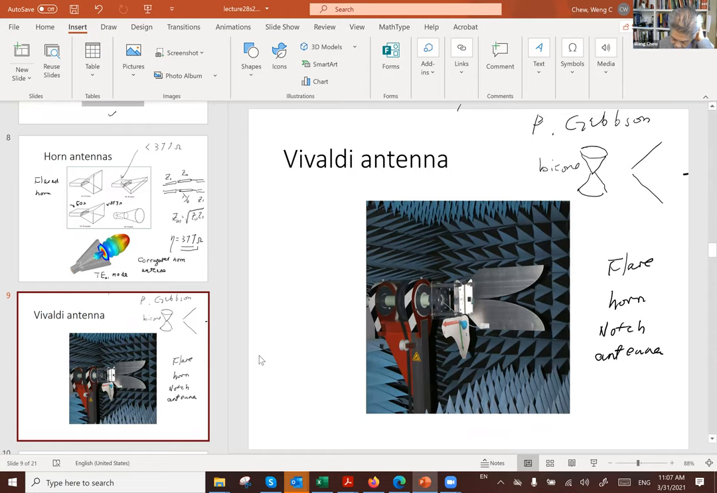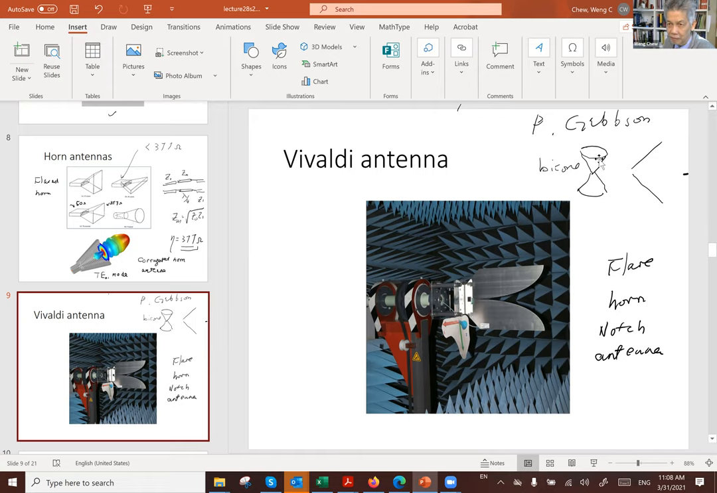Another antenna that people have come up with is called a Vivaldi antenna. The Vivaldi antenna was invented by Paul Gibson. It was not invented by the musician Vivaldi. He just likes these musicians so much that he named this antenna after Vivaldi. I believe it was invented around the 1960s.